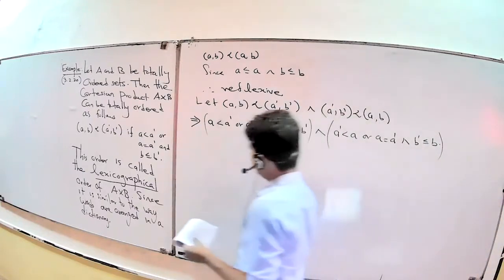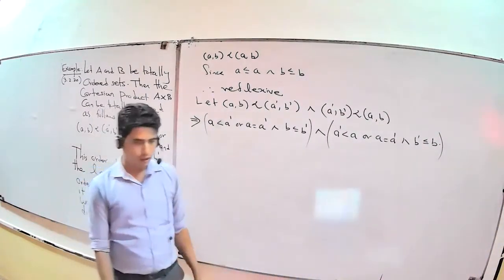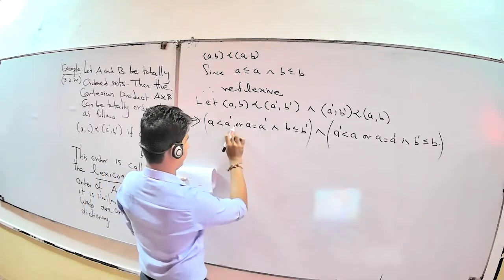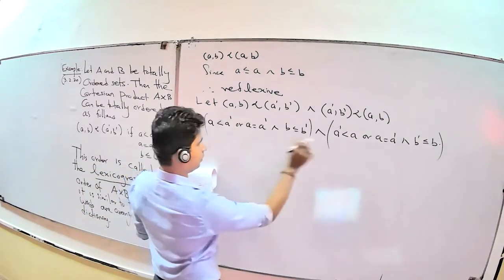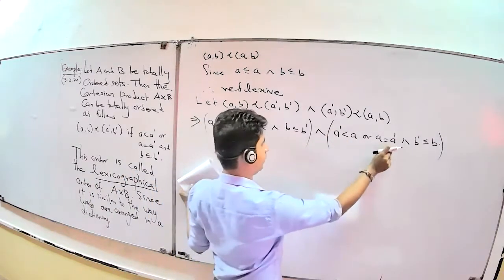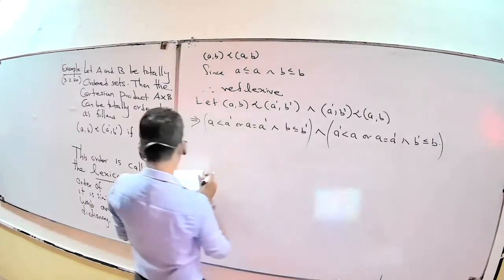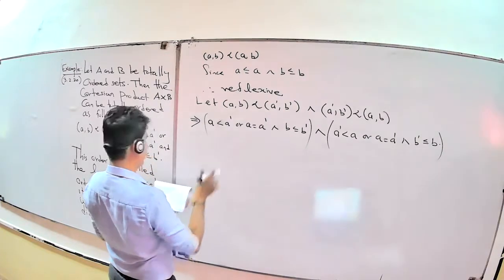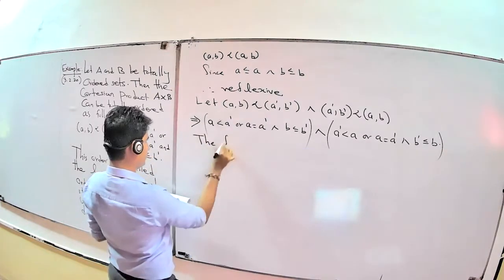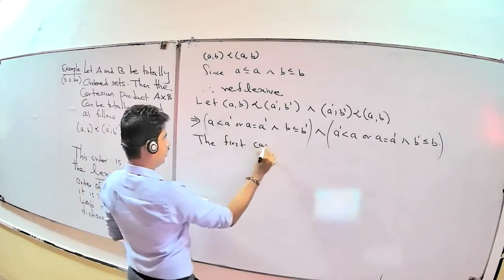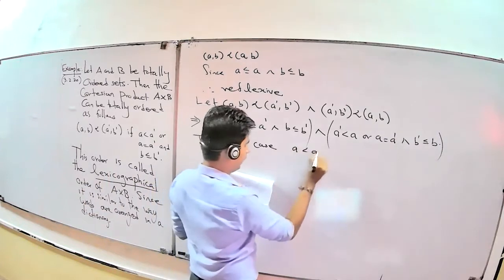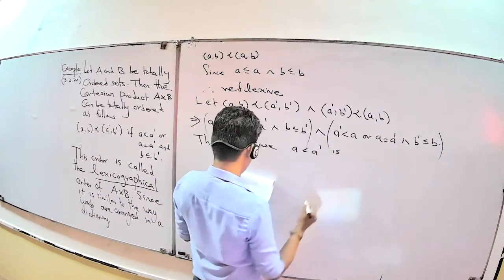Here, this A less than A dash, right? It is not possible because A less than A dash, right? A less than A dash, but here equal. Here A dash less than or equal to A dash. In this case, the first case means this one, A less than A dash. A less than A dash is impossible, right?